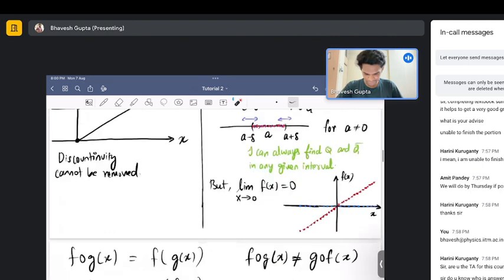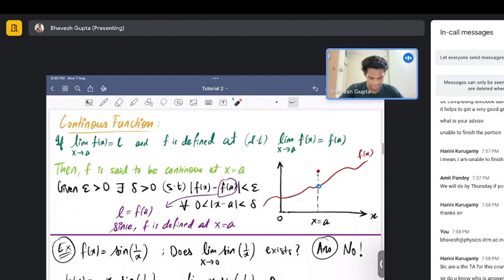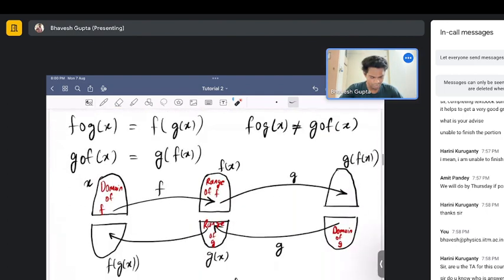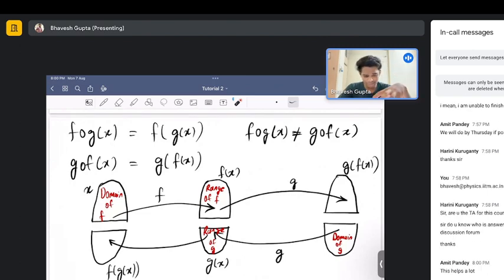Let me tell you what I'll discuss next time. We will discuss some continuous functions. We'll talk about composition of functions. I want to make sure that you understand what is meant by a composition function.